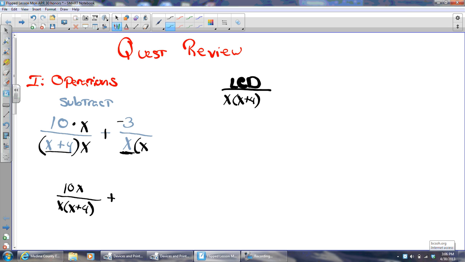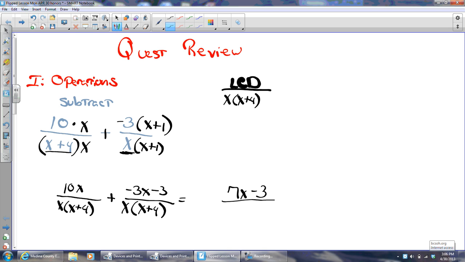I need to multiply by the quantity x plus 1 in both the numerator and the denominator. And now I need to distribute the negative 3. So it's going to be a negative 3x minus 3. And that'll be over the LCD of x times quantity of x plus 4. All right, my numerator will become 7x minus 3 over x times quantity of x plus 4.